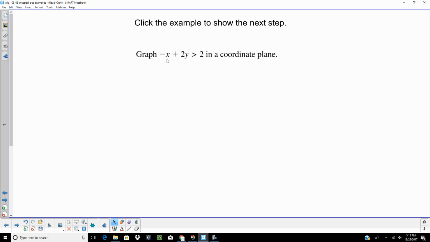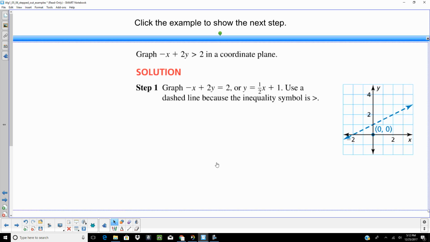So on this one, we have -x plus 2y is greater than 2. We want to go ahead and graph that, put it into slope-intercept form, add x to both sides, divide by 2. So my y-intercept is 1. My slope is 1/2, up 1, right 2. And we're using a dotted line because there's no equal.